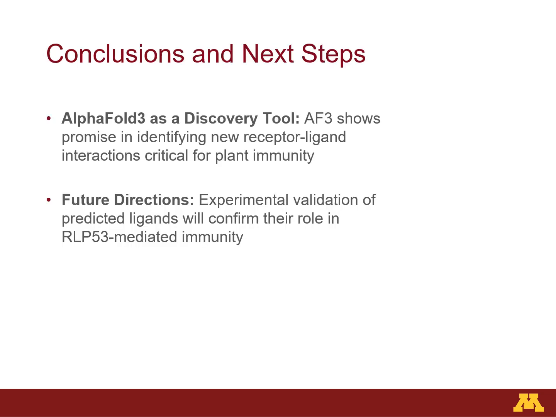These results suggest that AlphaFold 3 may be a useful tool for discovering new ligand-receptor interactions in the context of plant immunity, acting as a potential alternative for initial screening. Future work will include experimental validation of these potential ligands to confirm their role in RLP53-mediated immunity. If validated, these ligands could provide insights into improving disease resistance in crops, which is vital for food security in a changing climate.